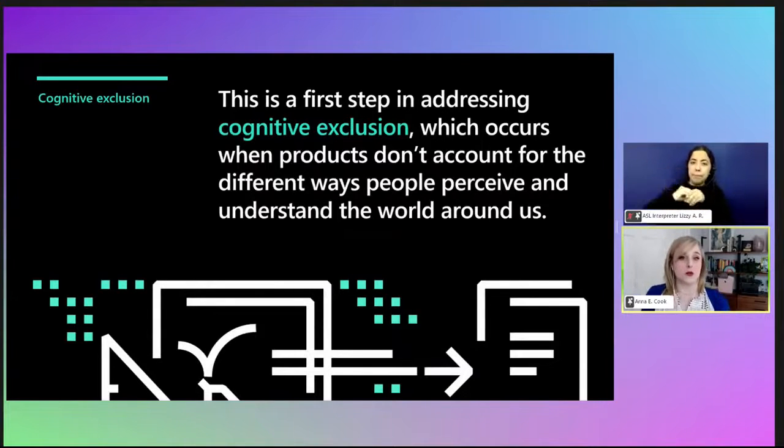Millions around the world downloaded and used the toolkit, but there were whole fields of opportunity the toolkit didn't address in terms of cognitive exclusion. The cognitive model is a first step in addressing cognitive exclusion, which occurs when products don't account for the different ways people perceive and understand the world around us.